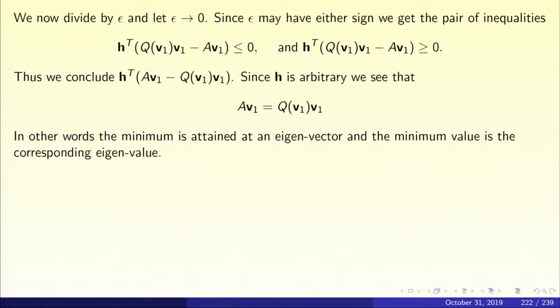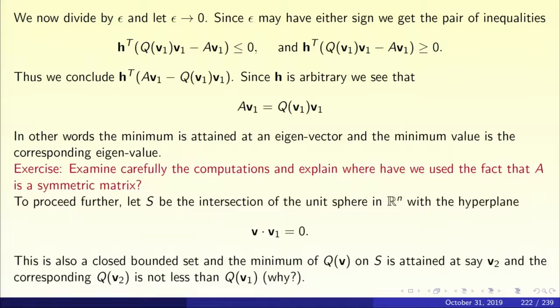Remember, V1 is a unit vector. And so what does this equation AV1 equal to QV1 V1 tell you? It tells you that QV1 is an eigenvalue and V1 is the corresponding eigenvector. In other words, the point V1 at which the minimum is attained is an eigenvector and the minimum value QV1 is the corresponding eigenvalue. That's what we have proved.